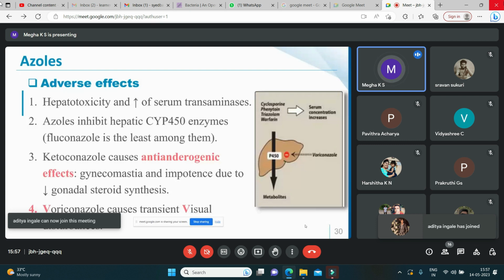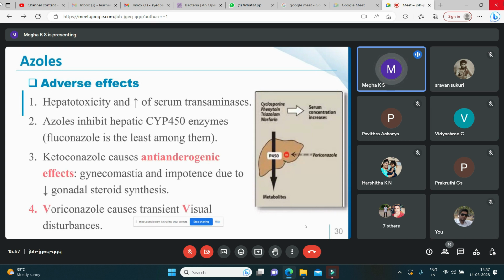Adverse effects: hepatotoxicity and increased serum transaminase, and azoles inhibit the hepatic enzymes. Ketoconazole causes anti-androgenic effects.